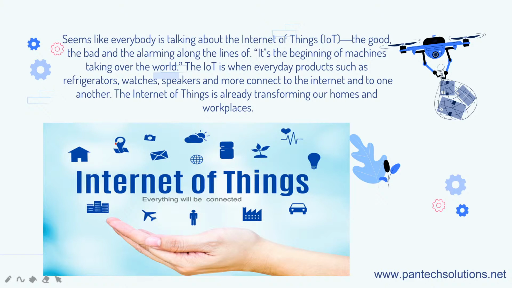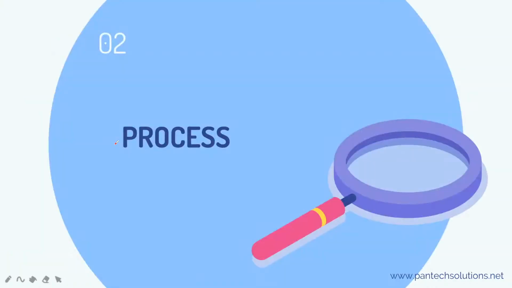The IoT is already transforming our home and workplace. We are using chatbot applications, and we are using watches, Bluetooth speakers, and refrigerators. All of this comes under IoT. So this is the IoT definition.